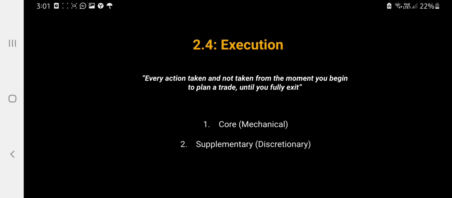So first, I define trade execution as every action taken and not taken from the moment you begin to plan a trade until you fully exit the trade. What that means is everything you do before, during, and after, but probably more importantly, things that you don't do during and after.